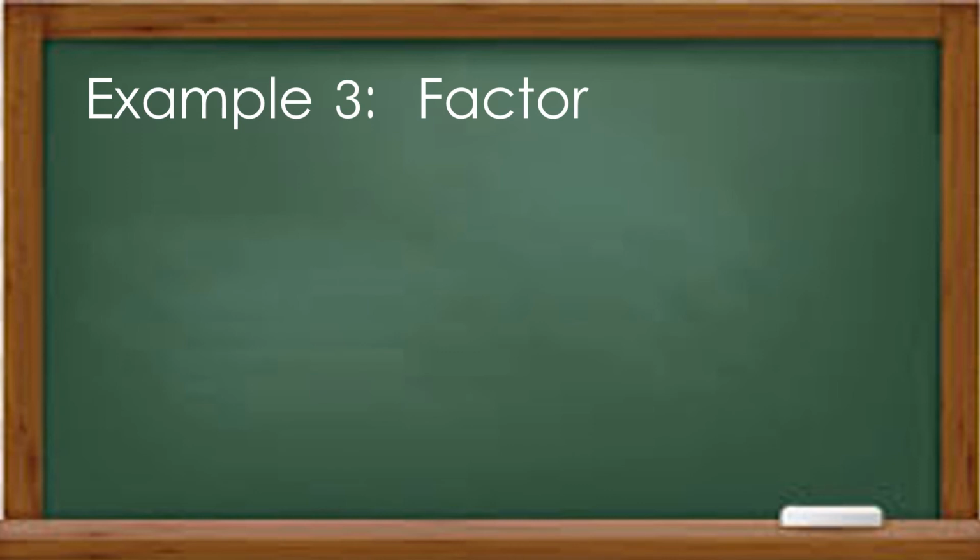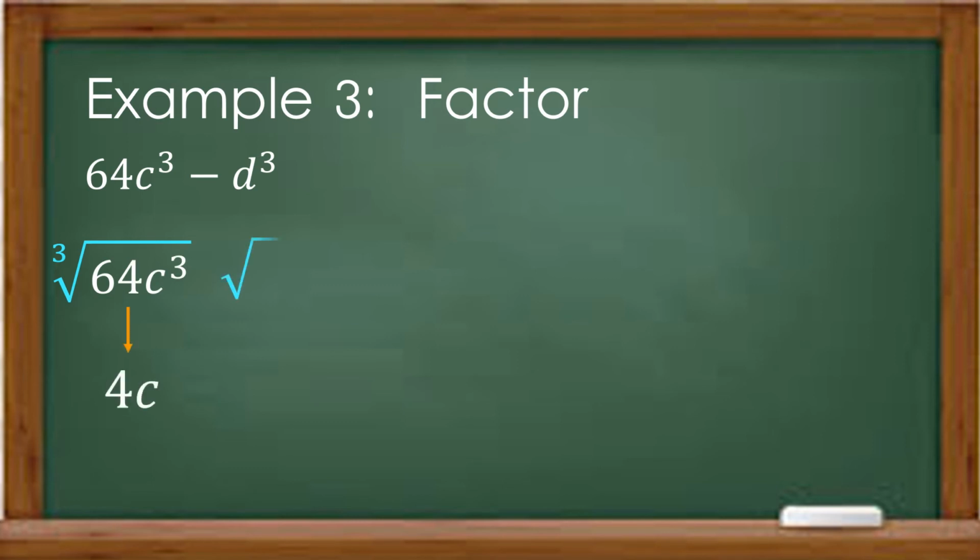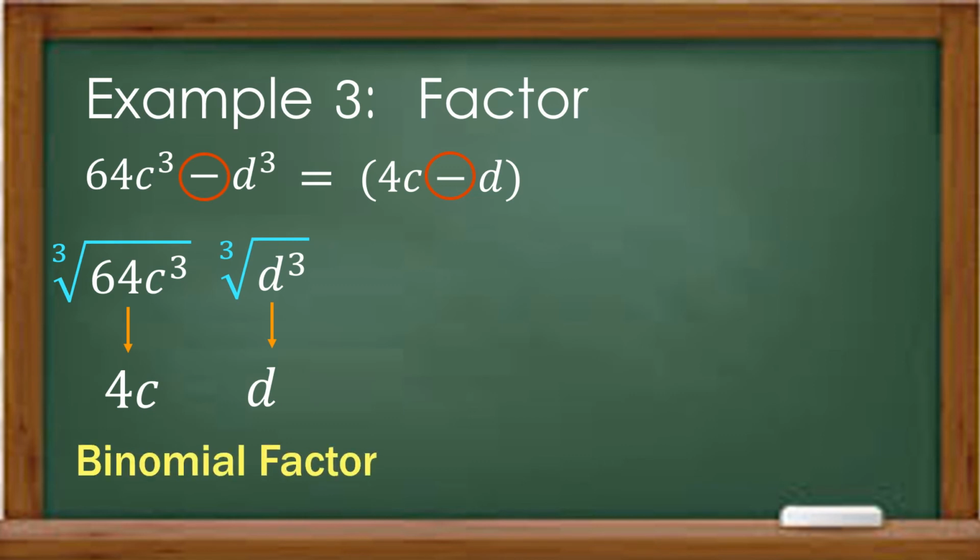Example number 3: factor 64c cubed minus d cubed. So we have now a difference of two cubes, but the factors are also a binomial factor and a trinomial factor. To get the binomial factor, we get the cube root of 64c cubed, which is 4c. Then the cube root of d cubed is d. So we can now write this as a binomial factor. Since we are factoring a difference of two cubes, the binomial factor is also a difference. So we have now our binomial factor.